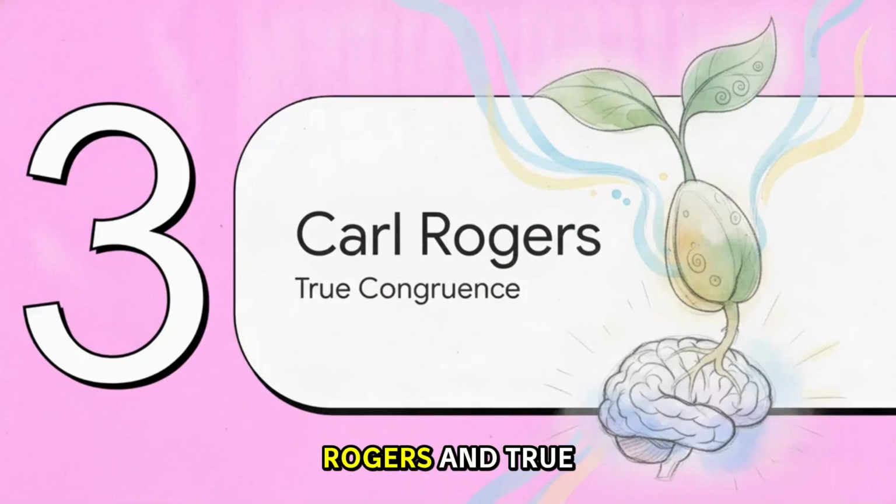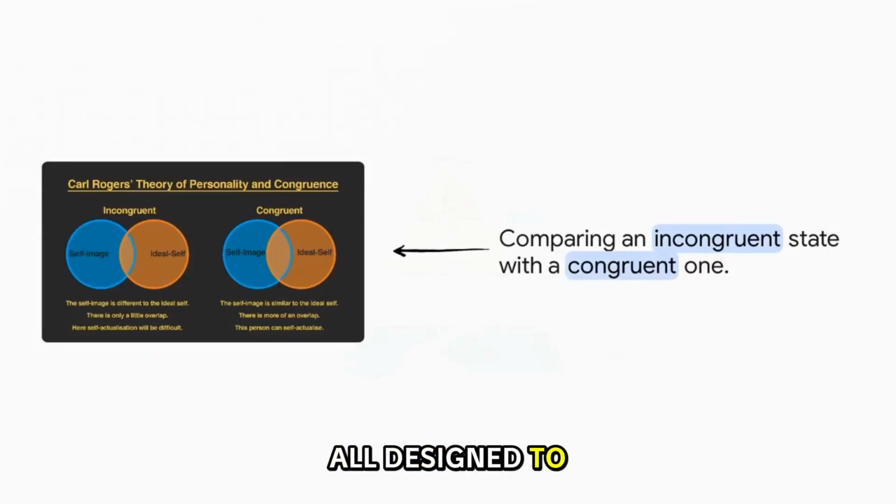Section 3. Carl Rogers and true congruence, aligning your internal climate. So, if we're all designed to grow, why do some of us feel so stuck? Well, Carl Rogers explained this by looking at the internal mechanics of our personality. Now, what's really interesting about the slide is how it breaks down that internal climate. We all have a self-image, that's who we think we are right now, and an ideal self, who we strive to be. If you look at that incongruent state, when those two circles barely touch, meaning your self-image is vastly different from your ideal self, self-actualization is incredibly tough. But when they heavily overlap in a congruent state, that's when real growth is finally possible.